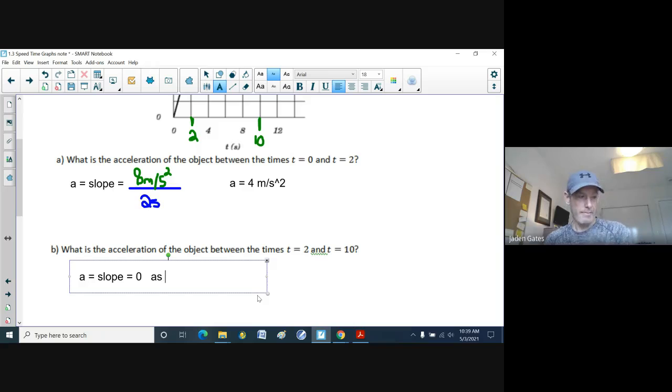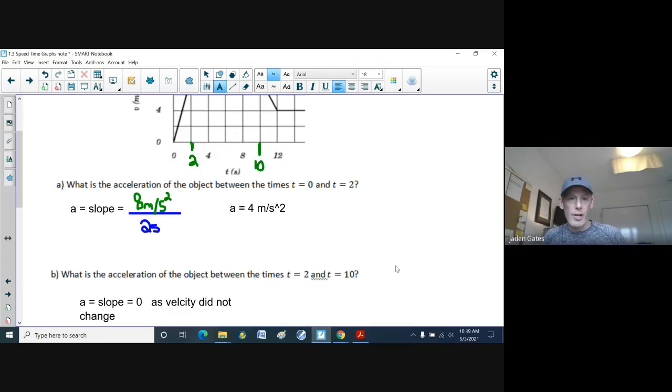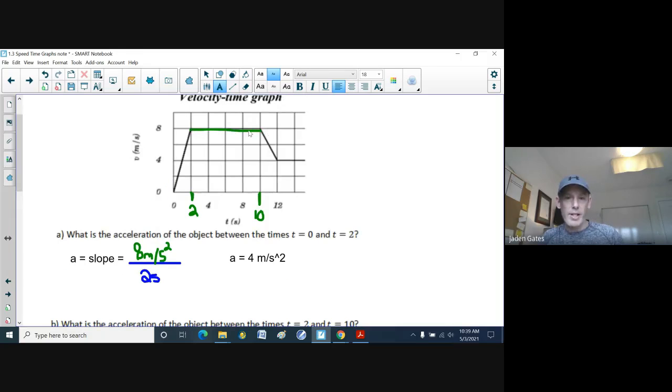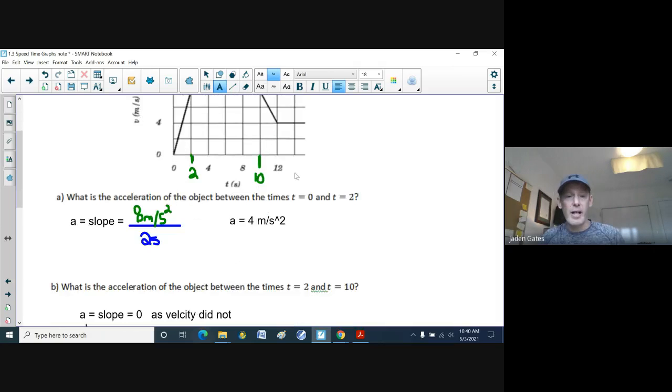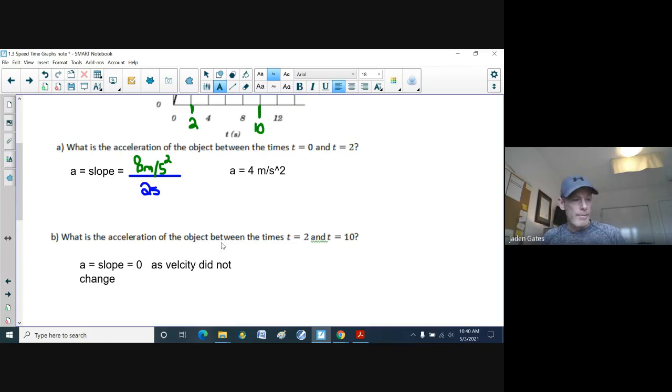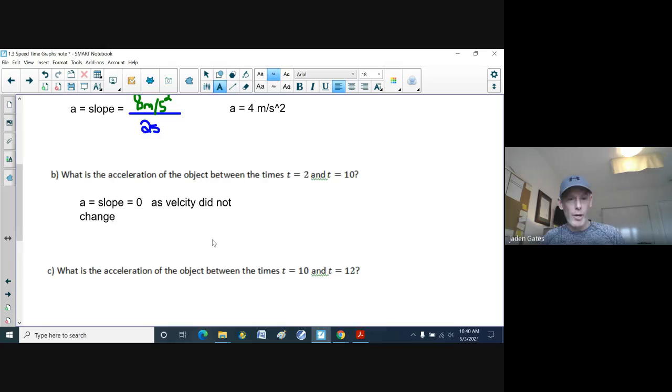We had velocity, it just did not change the whole time. And that again is to do with acceleration. See, from 2 seconds to 10 seconds, this person was going 8 meters per second. Never changed. So the acceleration is 0. All right, then we get to the next one.